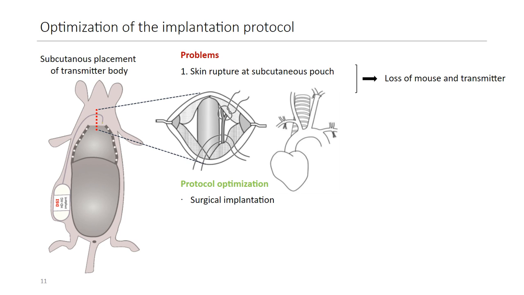aortic arch. So here, the bifurcation that you can see in the middle picture is occluded, and this is used as a reference to insert the glucose sensor in place. So as you can see on the right picture, we measured the insertion depth beforehand, and then you can implant the glucose sensor according to the protocol that is described.